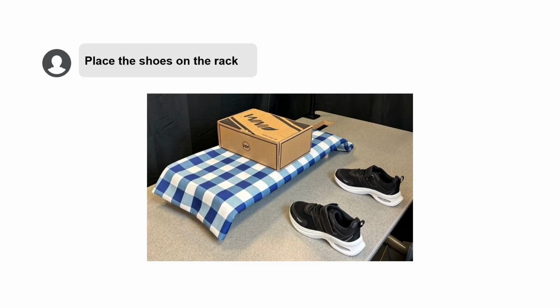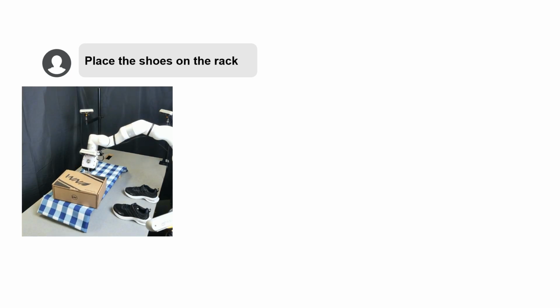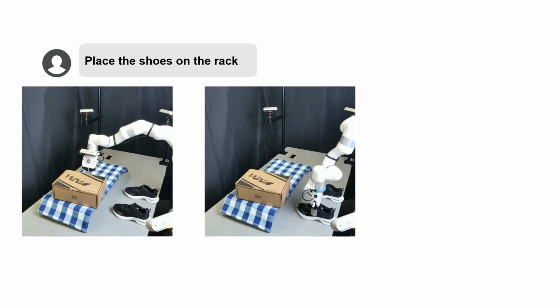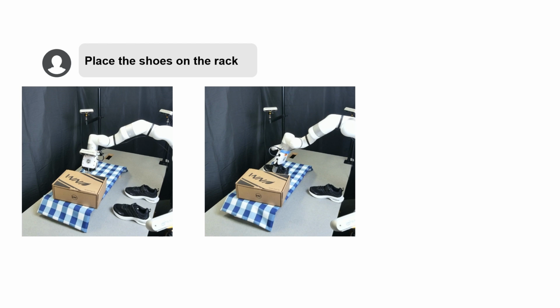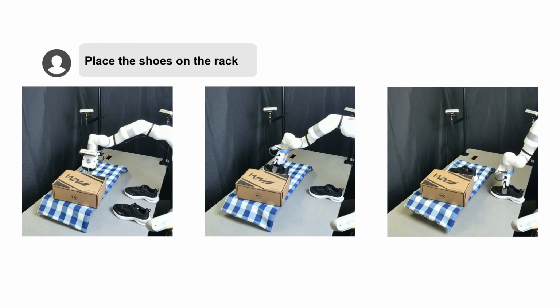Consider this task where a human asks to place the shoes on the rack. Because there is a box lying on the rack and there is not enough space for both the shoes, the robot should not place the shoes directly. Rather, a better strategy would be to first push the box. Then place the first shoe, followed by the second shoe.